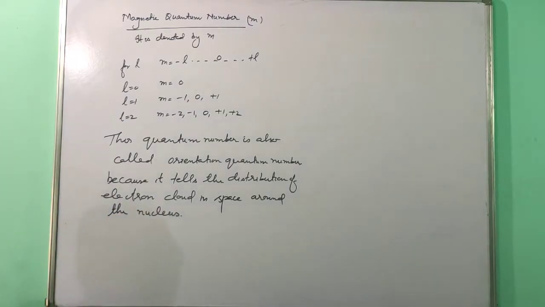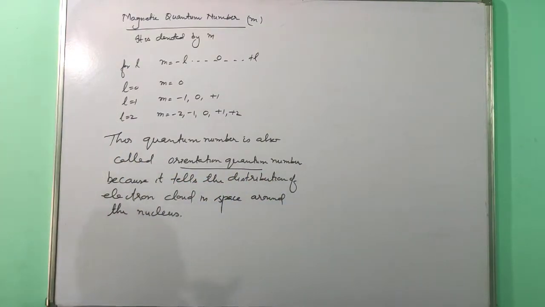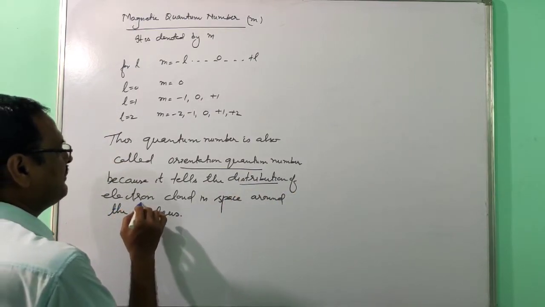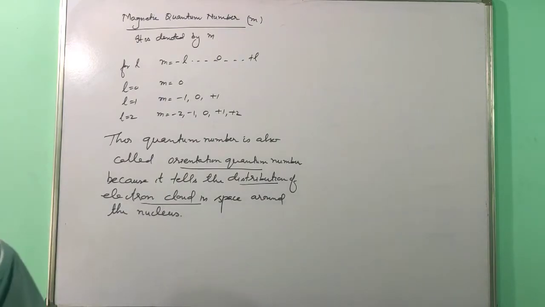So this quantum number is also called the orientation quantum number, because it tells about the distribution of the electron cloud in space around the nucleus. And this quantum number is used to explain the Zeeman effect.